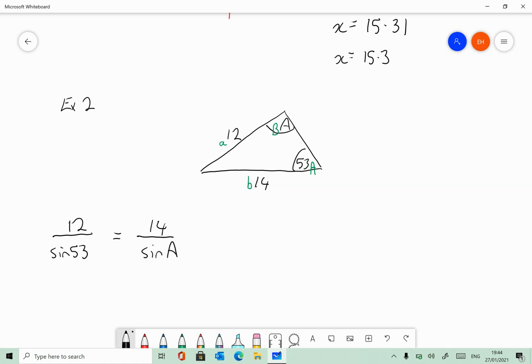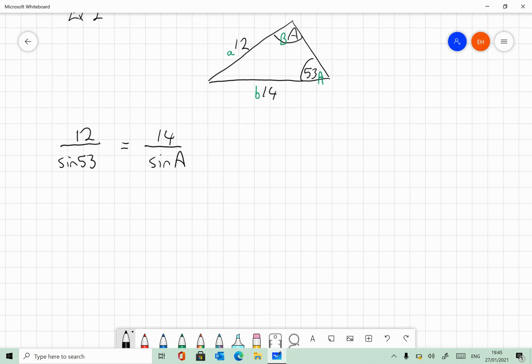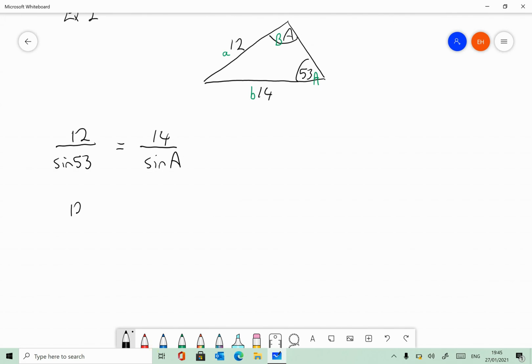So it's b all over sine B, and my B this time was the uppercase A. I know that sounds confusing, but I deliberately didn't label that A to show you that you impose the labeling system. Do not let the question impose the labeling system on you. Okay, you're in control of what gets labeled what. So as normal, let's get rid of that sine 53. So it's 12 all over sine 53. Sine 53 is equal to 0.7986 is equal to 14 all over the sine of A.